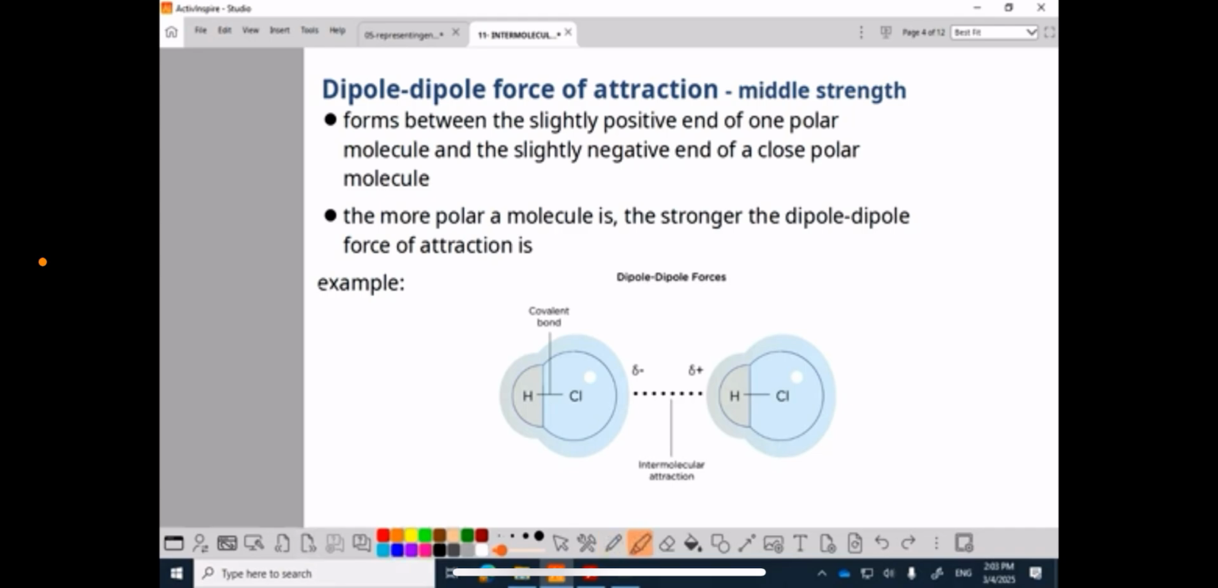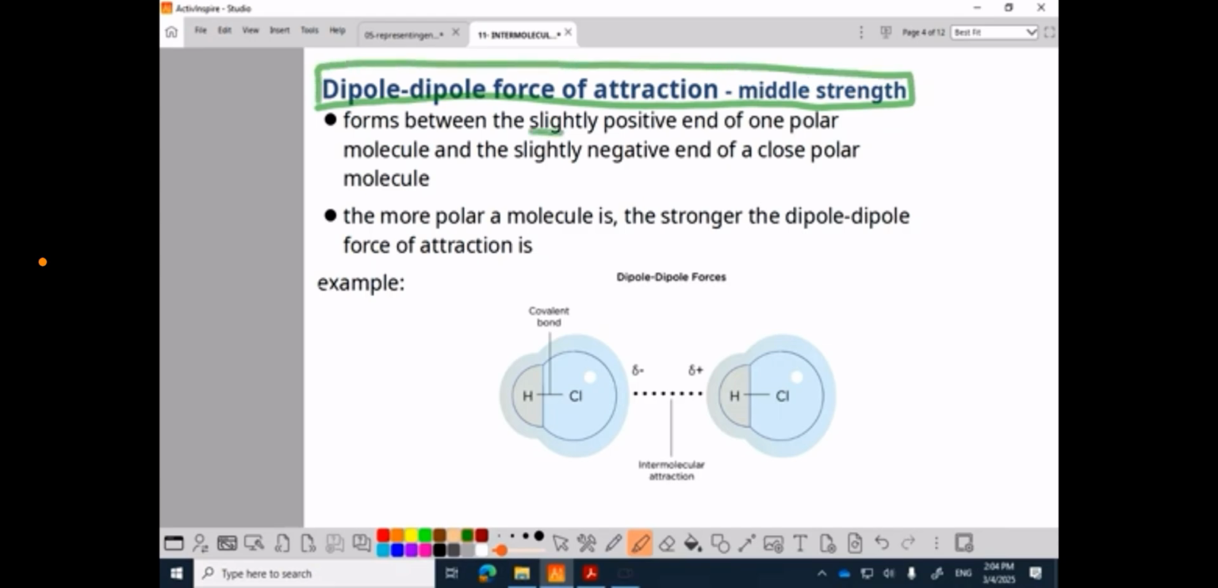Okay, so the next force is the dipole-dipole force of attraction. This one makes a little bit more logical sense. Scientists discovered or described London dispersion forces after dipole-dipole and hydrogen bonding. A dipole force of attraction is between polar molecules. Polar molecules have a slightly positive end and a slightly negative end, right? So when you do step number one, you would calculate the change in electronegativity.